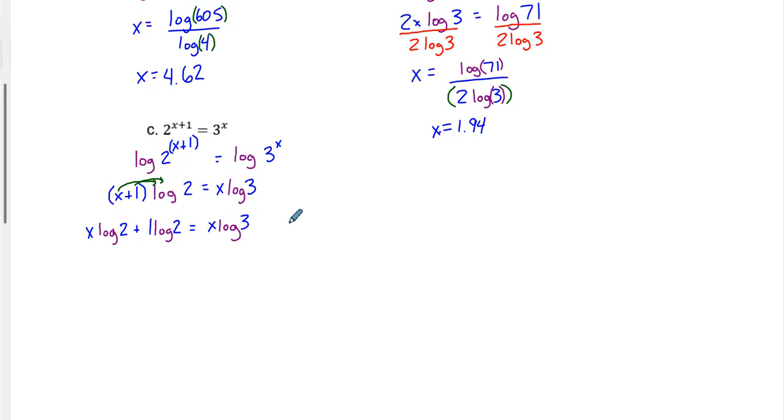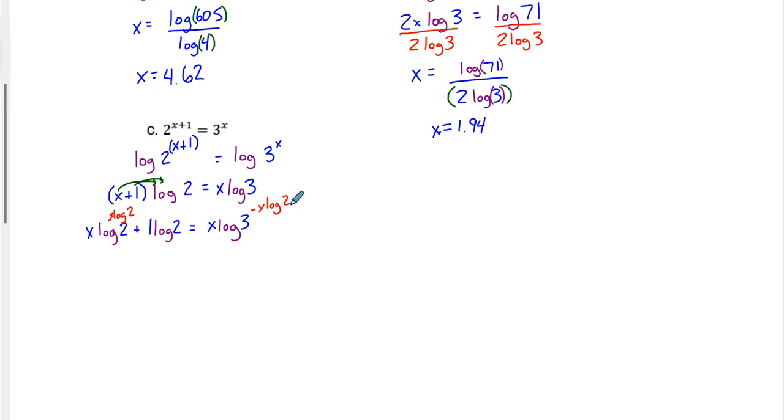Now that we have everything in one line, we want to get our x's to one side and our non-x's to the other side. Both ways will still work. What I'm going to do here is subtract an x log 2 from the left side and subtract an x log 2 from the right side.